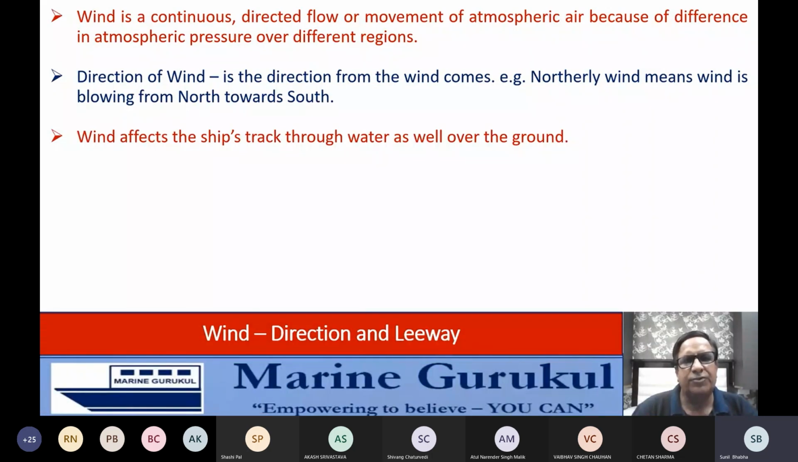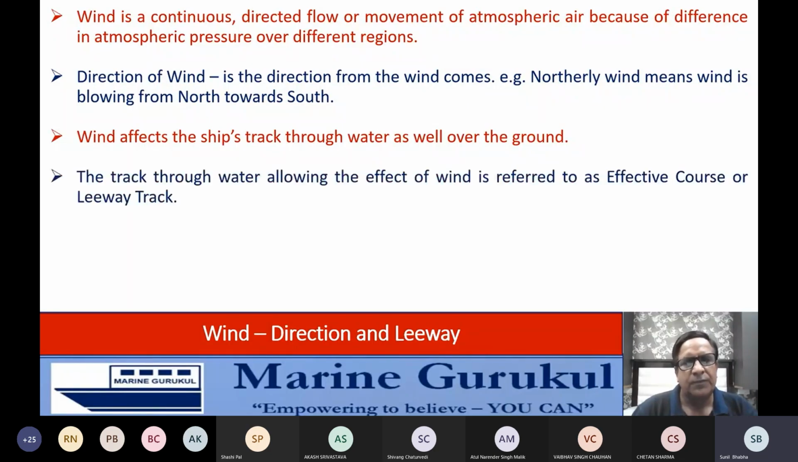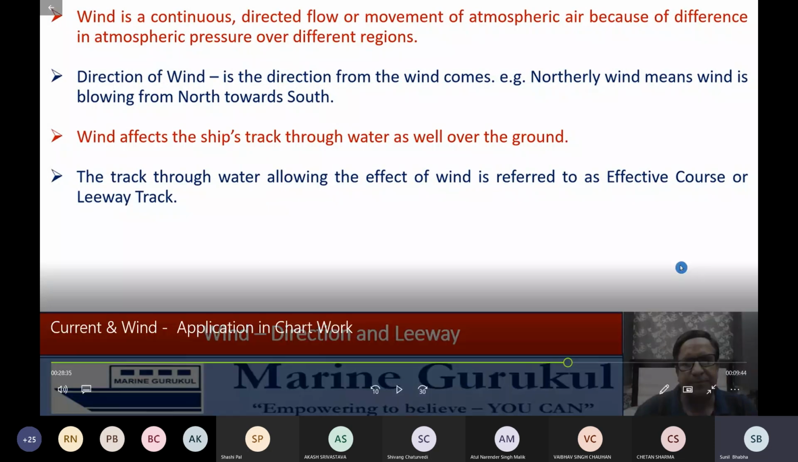Wind affects the ship's track through water as well as over the ground. The track through water allowing the effect of wind is referred to as effective course or leeway track. So once we allow for wind on the course that the ship is steering, the track that you obtain will be referred to as effective course track or the leeway track.